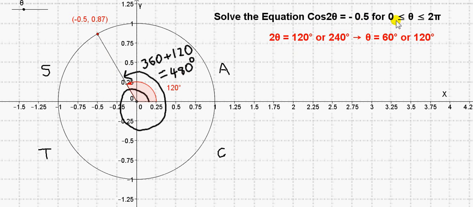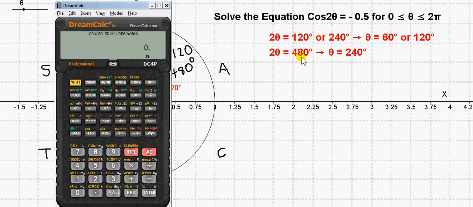Now 480 degrees might be outside this range here. This range is from 0 to 360. But the thing is, when we're finding theta, we have to divide this by 2. So if 2 theta is 480 degrees, it means that theta is 480 divided by 2, which is 240 degrees. And 240 degrees is within this range. So now we found a third solution to this equation. And of course it's easy to check it by going to your calculator. We multiply 240 by 2 and that'll give us 480, and if we get the cos of 480 we should get minus 0.5.